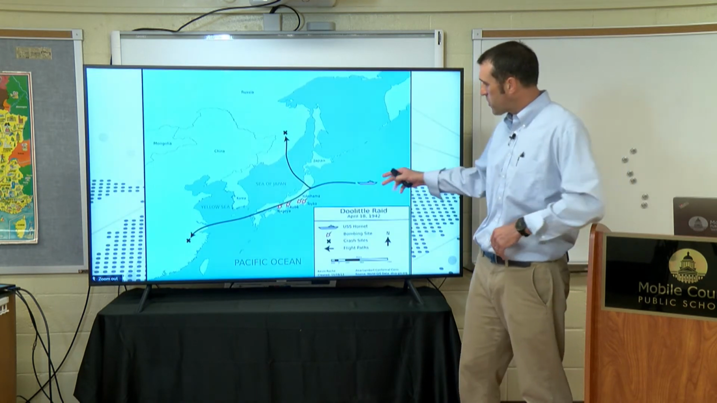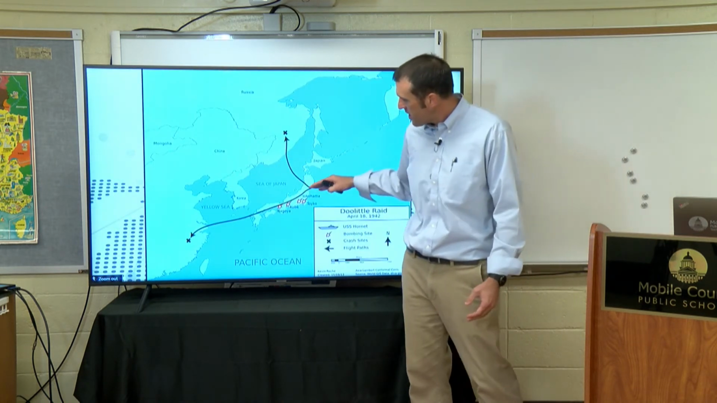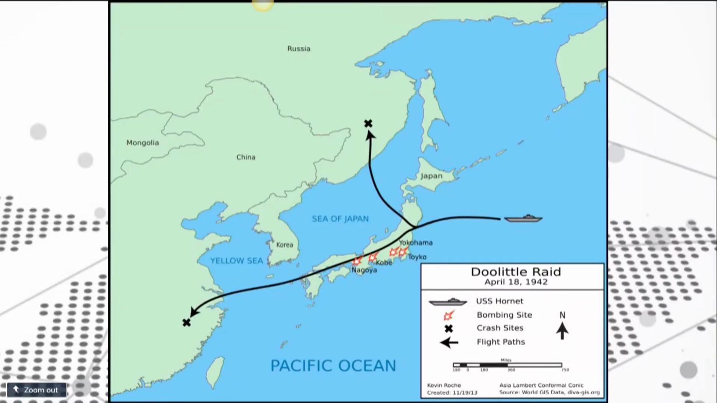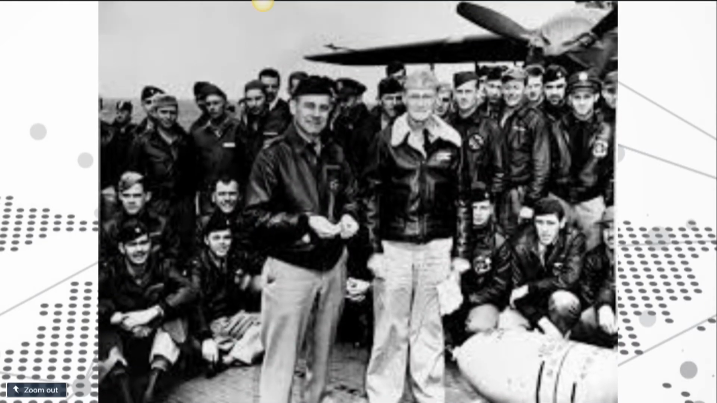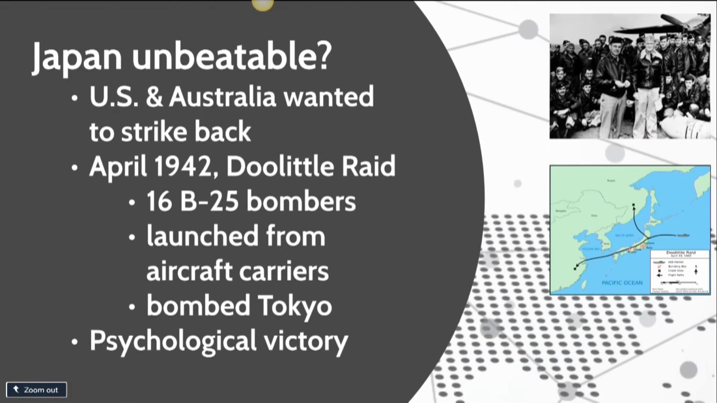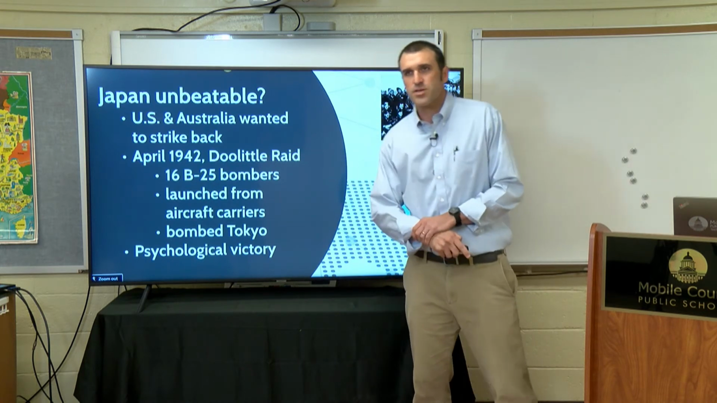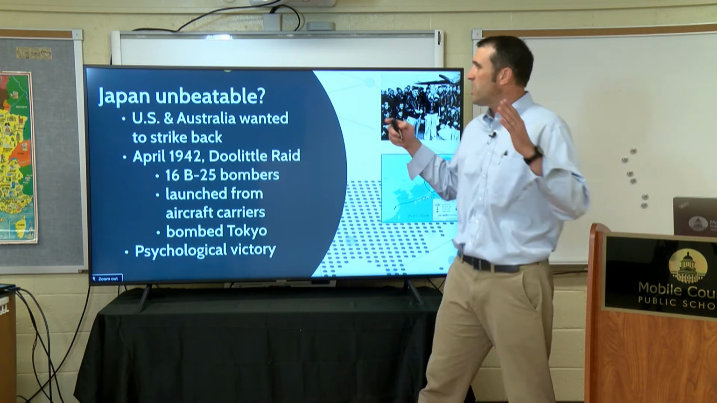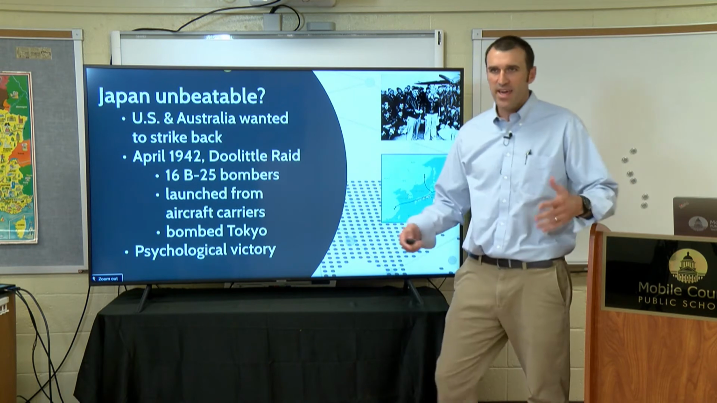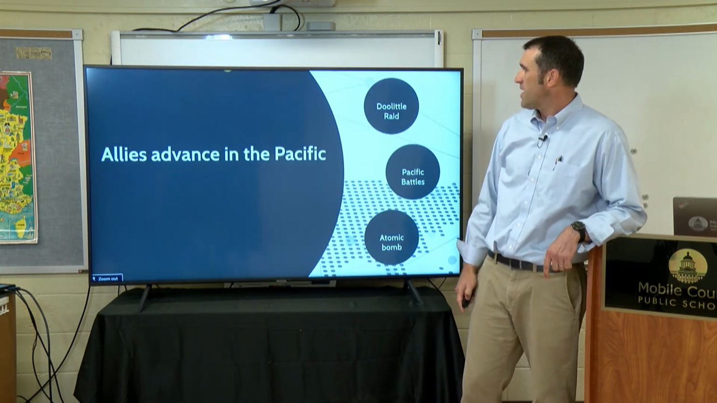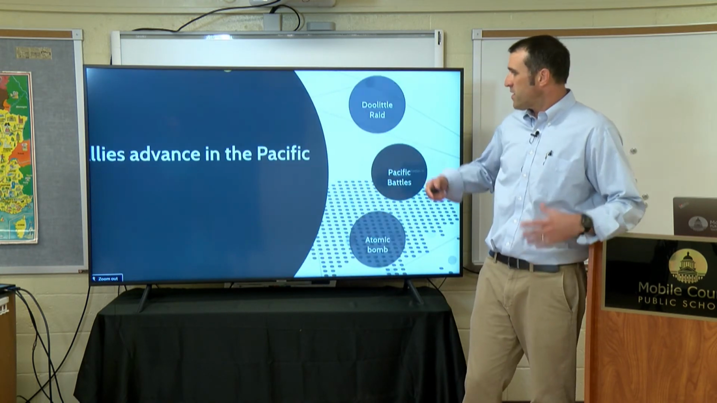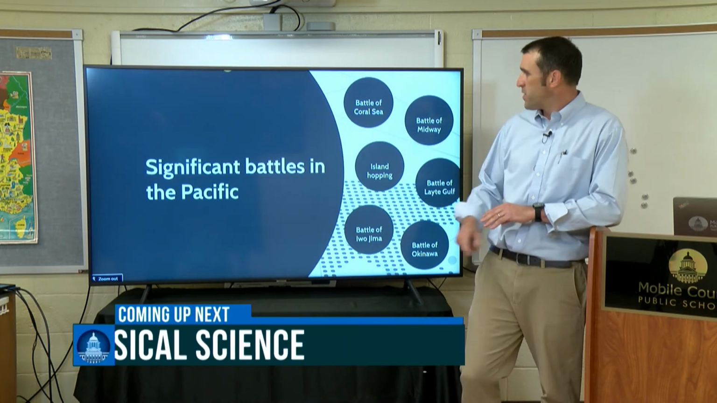Here's a picture of the Doolittle Raid from the aircraft carriers. They actually landed in Russia and what would be mainland China. And this is a picture of Doolittle and his men. Even though it didn't do any significant damage for real, it was a psychological victory, knowing that Japan was not unbeatable. They can be attacked. And so after this Doolittle Raid, the naval forces begin to rebuild.